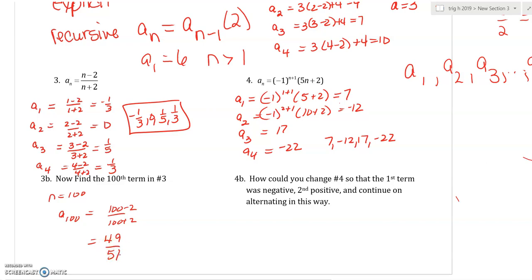And for 4b, it says, how could you change number 4 so that the first term was negative, the second was positive, so it would still alternate, but instead of going positive, negative, it would go negative, positive. Well, notice if you took the -1 and took it to the nth power, now if n is 1, you would have a -1. If n is 2, you would have a positive 1.